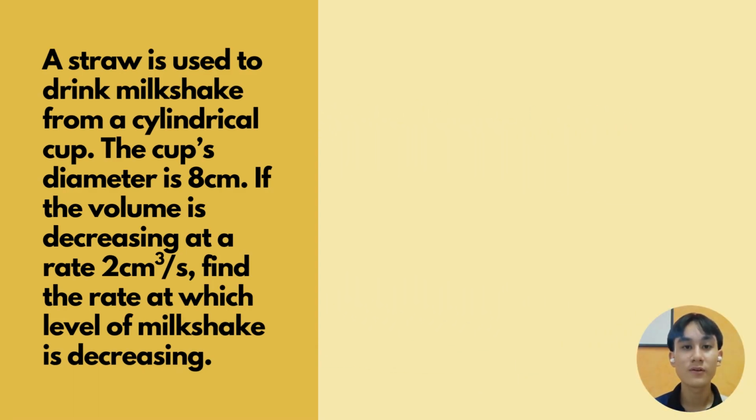First of all, we will need to write down all the important information that we can find from the text. From this question, we know that dV over dt is negative 2 cm³ per second. Why negative 2? Because it is stated in the question that the volume is decreasing, so we expect that the value will be negative.